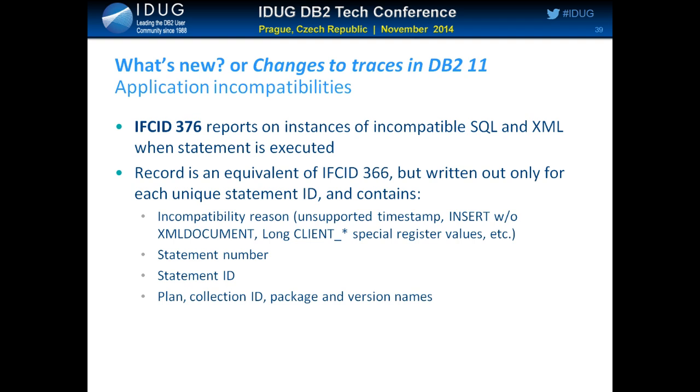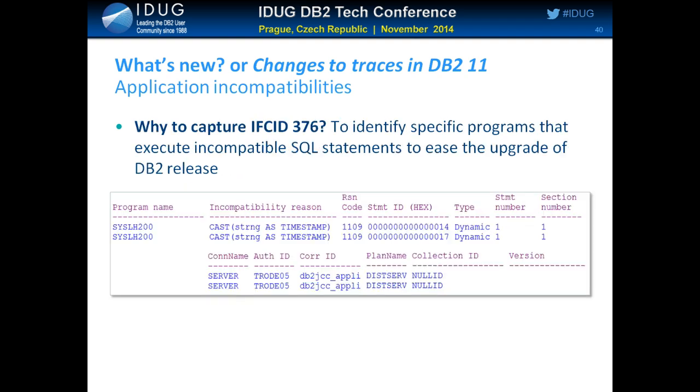So it's probably in DB2 11 better to look at 376 rather than 366. So why capture that? If you want to identify specific programs that are in real time executing some incompatible SQLs.